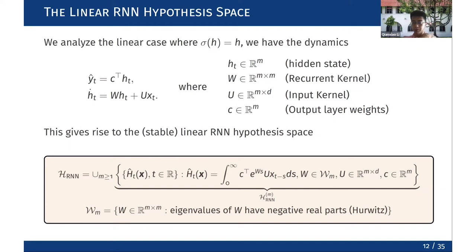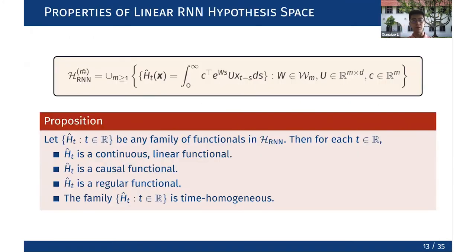And we are going to consider a special case where this weight matrix W has negative real parts, sometimes called Hurwitz matrices. The reason is that if this is not true, then you can show that this functional is not continuous. Okay, so we want it to be a nice continuous function. Okay, so here's the calculation.